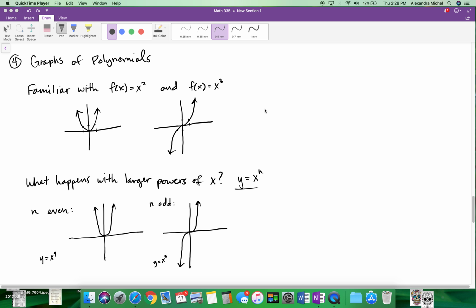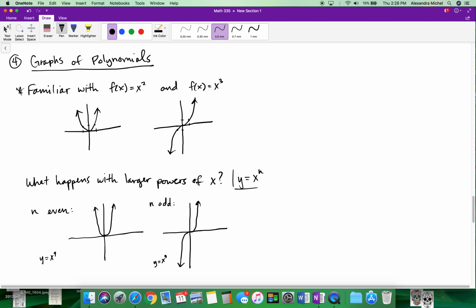So the last topic for today is graphs of polynomials. We're going to continue talking about graphs throughout this course, but it's good to make sure that we understand how to think about graphs of polynomials. We're already familiar with f of x equals x squared and x cubed, just because we've talked about those a little bit throughout this course already. But we want to talk about what happens with larger powers of x.